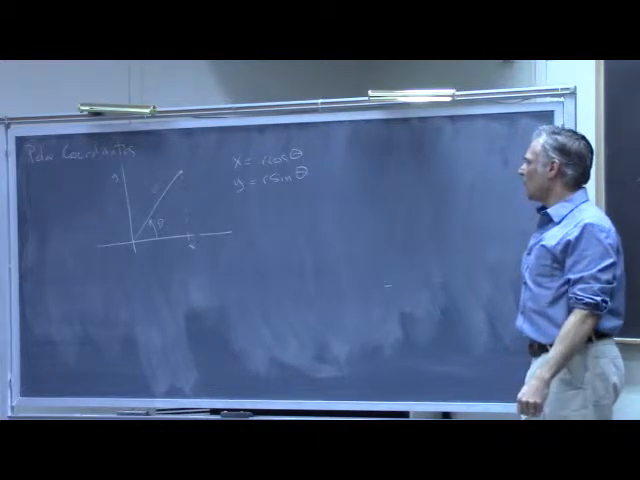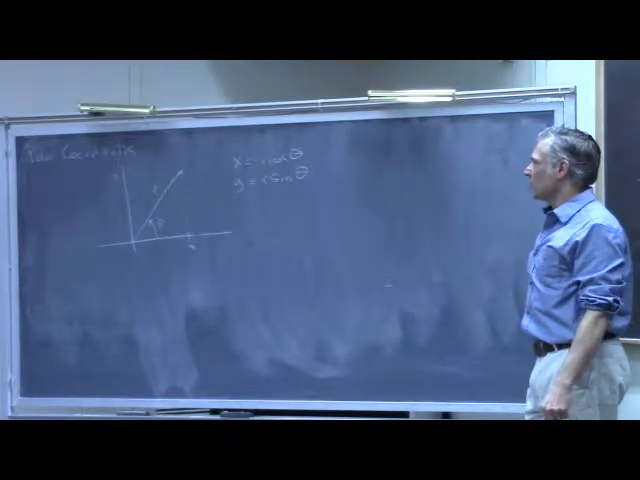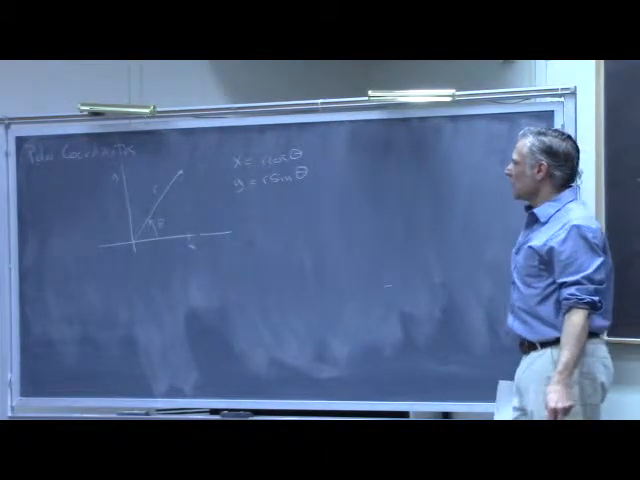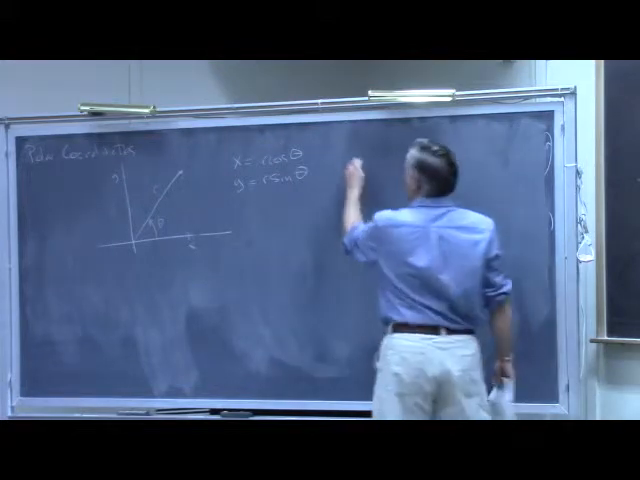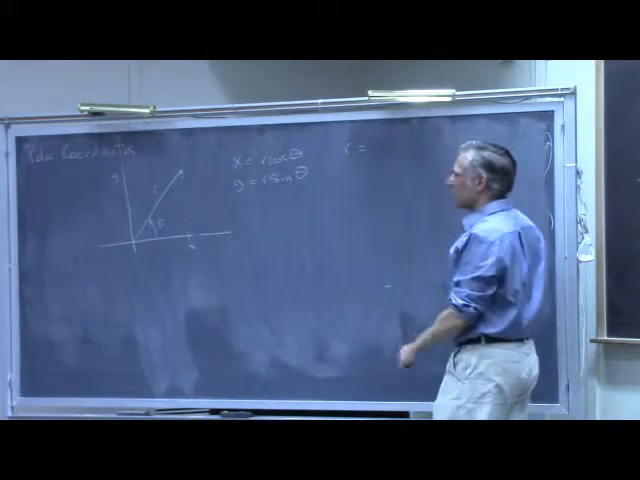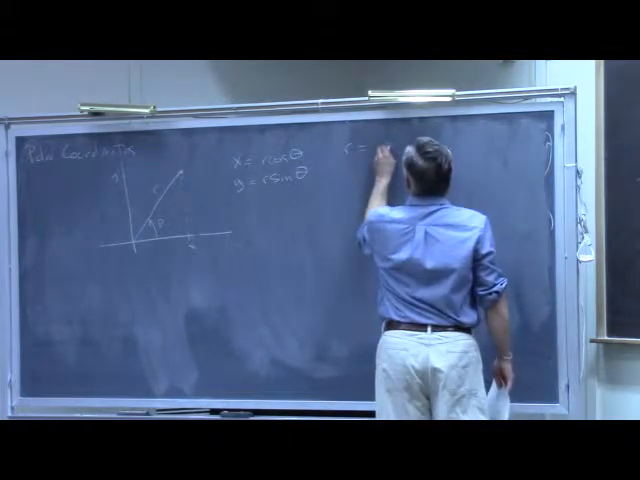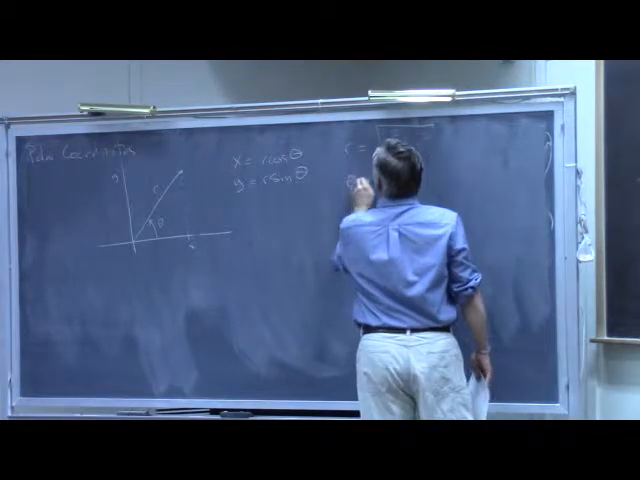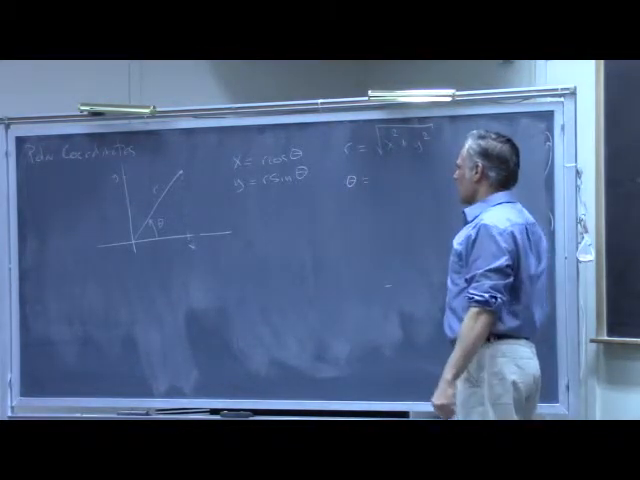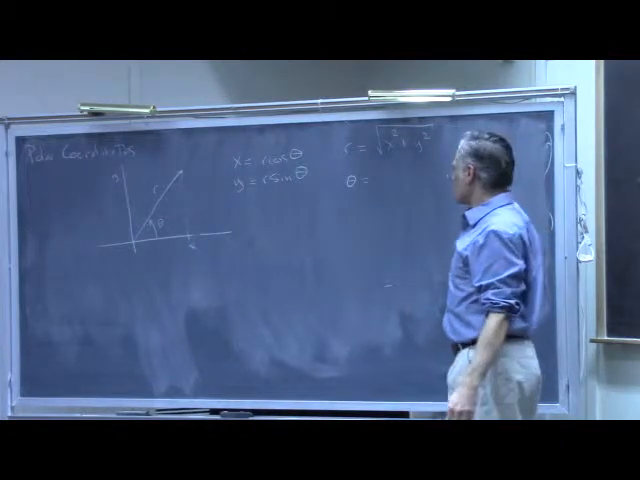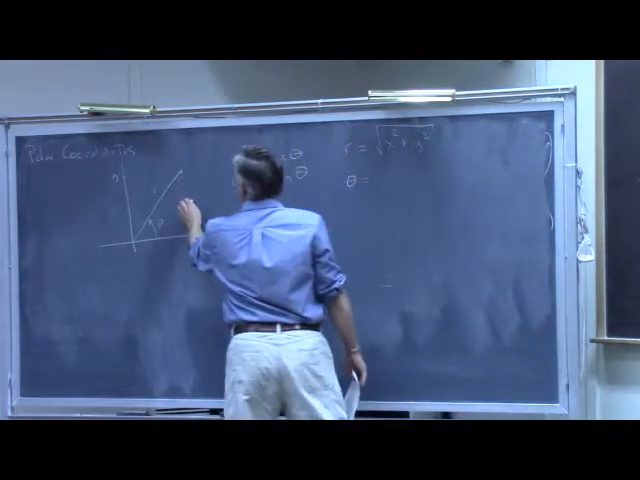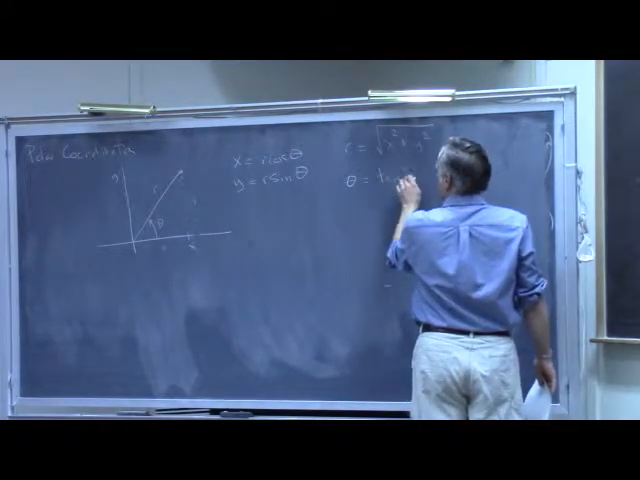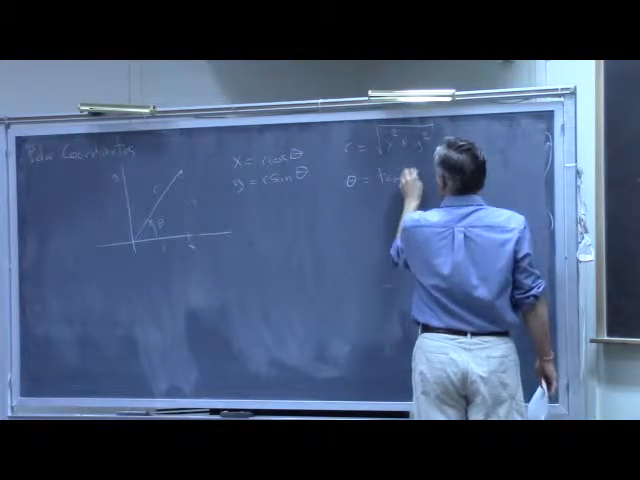So we can get x and y using right triangle trigonometry. Let's see, what will r be? How's r related to x and y? And what about theta? If I tell you x and y, what would you need to do to figure out theta? This is y. So that's opposite of r.